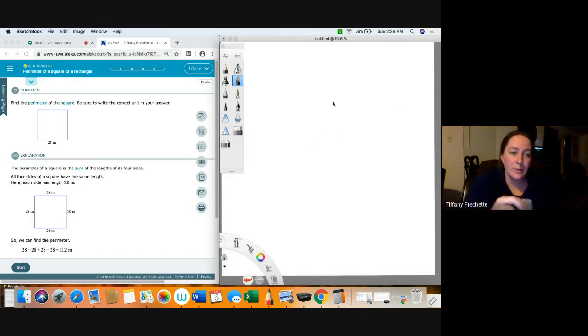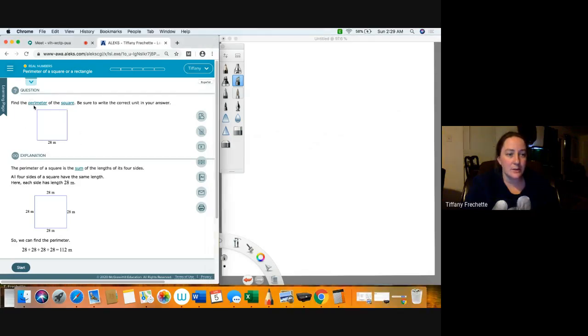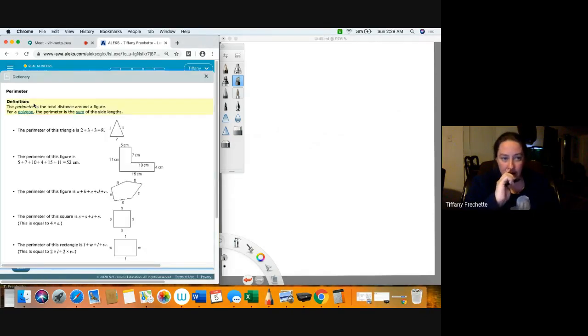So we have perimeter of a square or rectangle. Whenever you're finding perimeter, it doesn't matter what the shape is. Perimeter just means what's the measurement around the outside. That's all. If we click on the word perimeter here, we'll get that definition. The perimeter is the total distance around a figure. For a polygon, the perimeter is the sum of the side lengths.